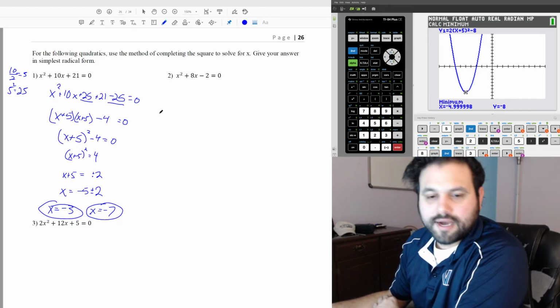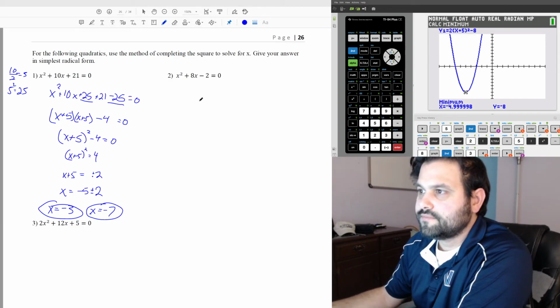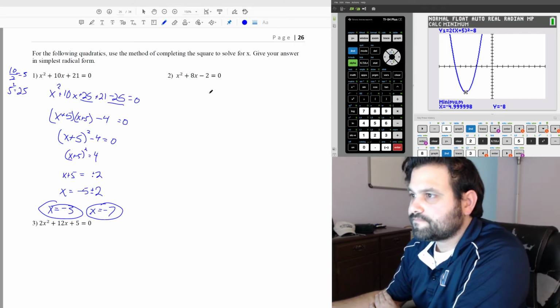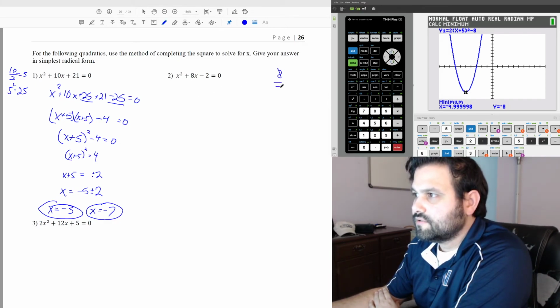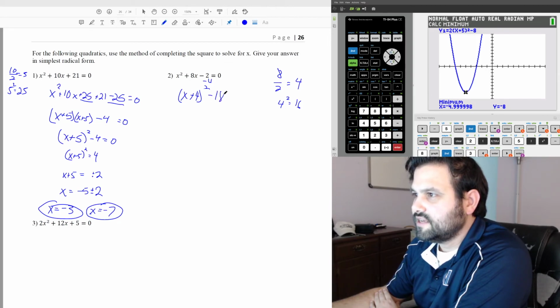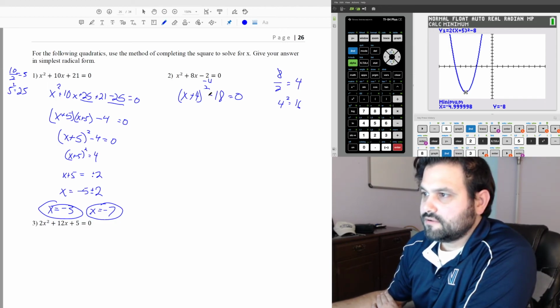So for the next two, I will go ahead and use my little shortcut here. So you guys can check your work on this. So 8 over 2 is going to be 4. 4 squared is 16. So that means I have x plus 4 squared. That comes from here. And the 16, I'm going to subtract that 16 off the c value. So negative 2 minus 16 will be negative 18. Completed the square. Now solving, add 18.